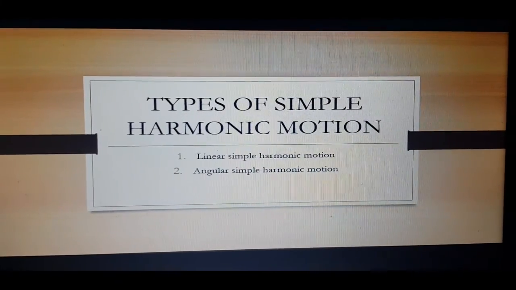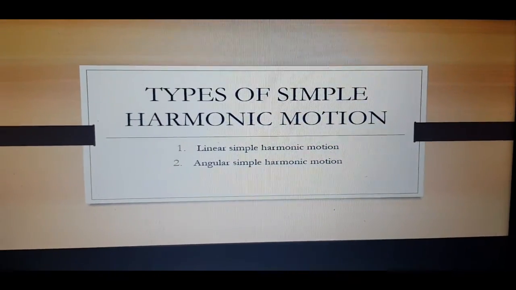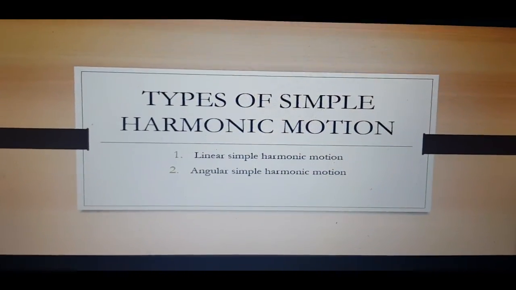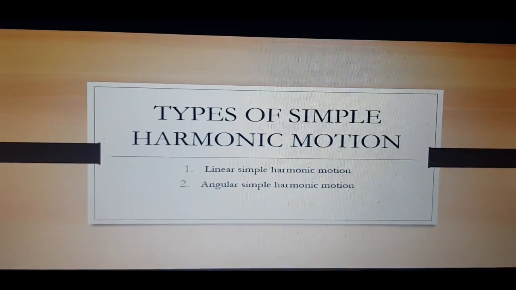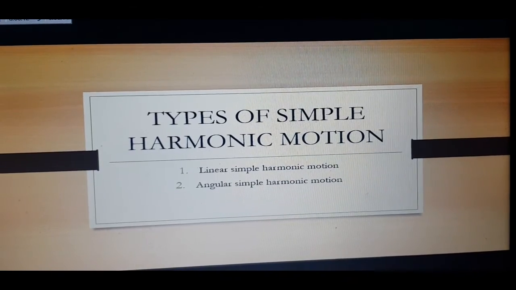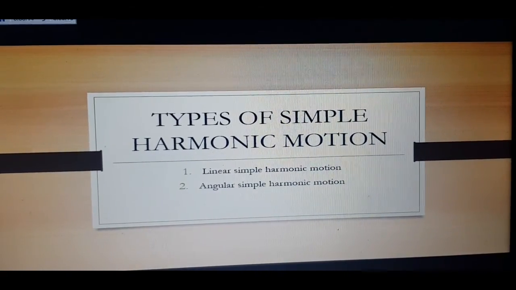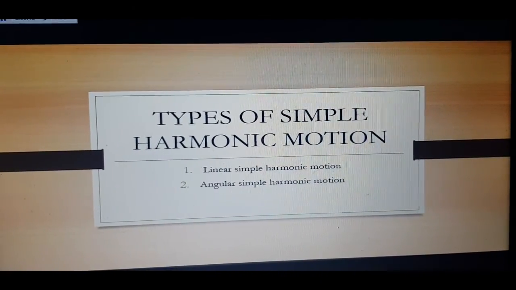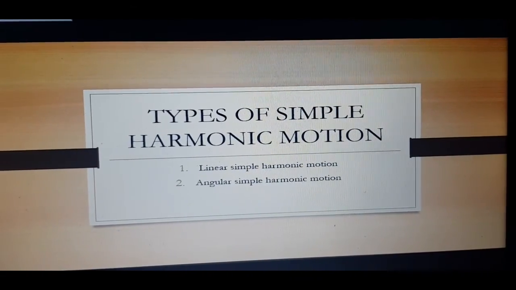Then types of simple harmonic motion. These are the two main types of simple harmonic motion: linear simple harmonic motion and angular simple harmonic motion. These are the types of simple harmonic motion that we have, class.